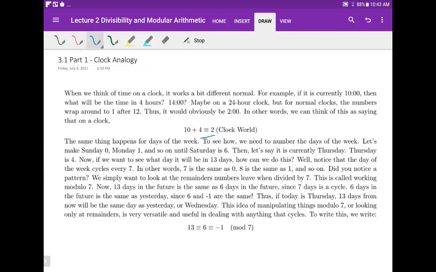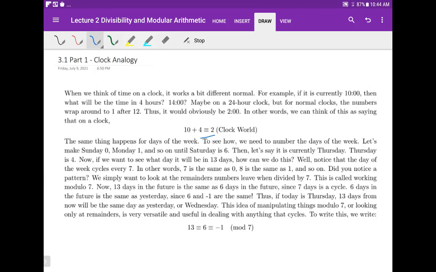The same thing happens for days of the week. If we call Sunday 0, Monday 1, and so on all the way up to Saturday being 6, then let's say today is Thursday. What day will it be in 13 days? Thursday is 4, and if we add 13, it would be 17. But remember that days of the week work mod 7. Obviously, there isn't a 17th day of the week, since we indexed at 0. But what we can do is take it mod 7, so this would be equal to 6 mod 7.